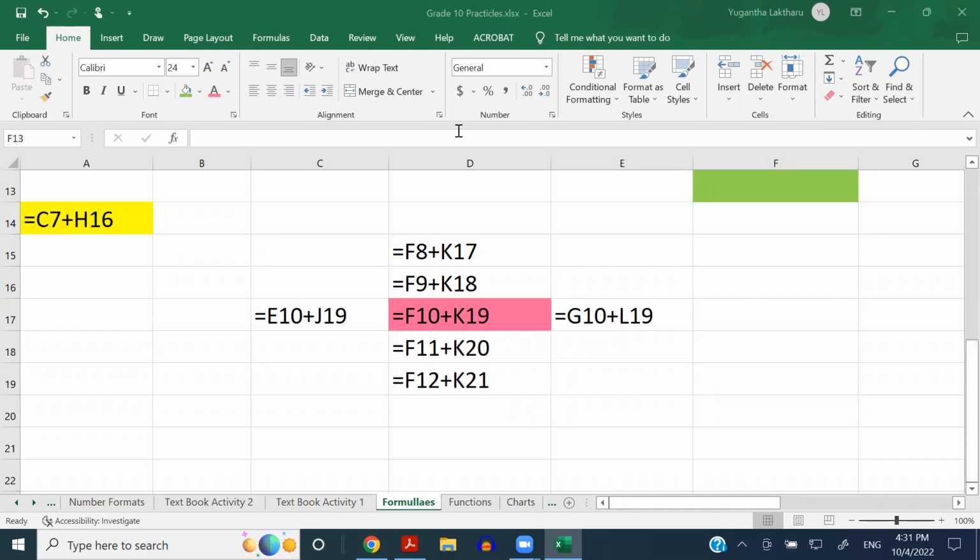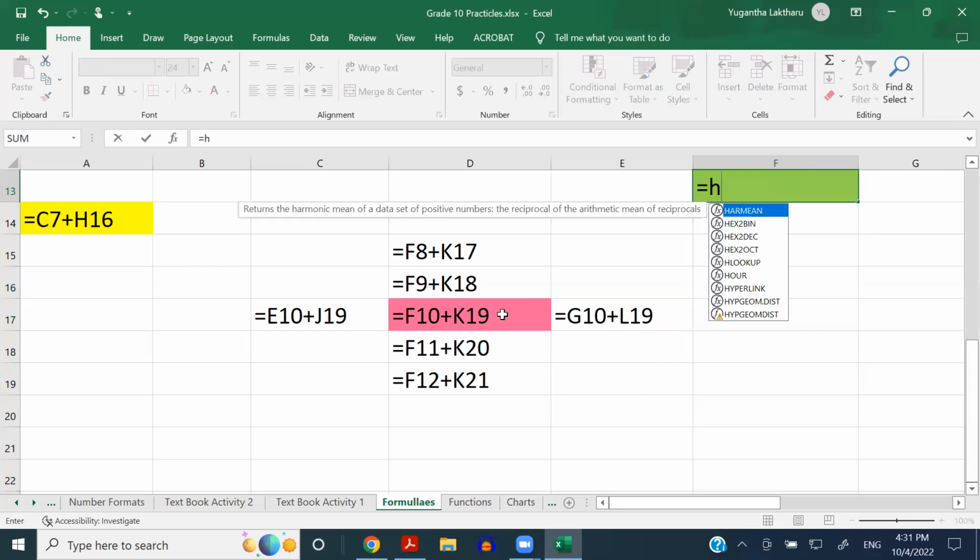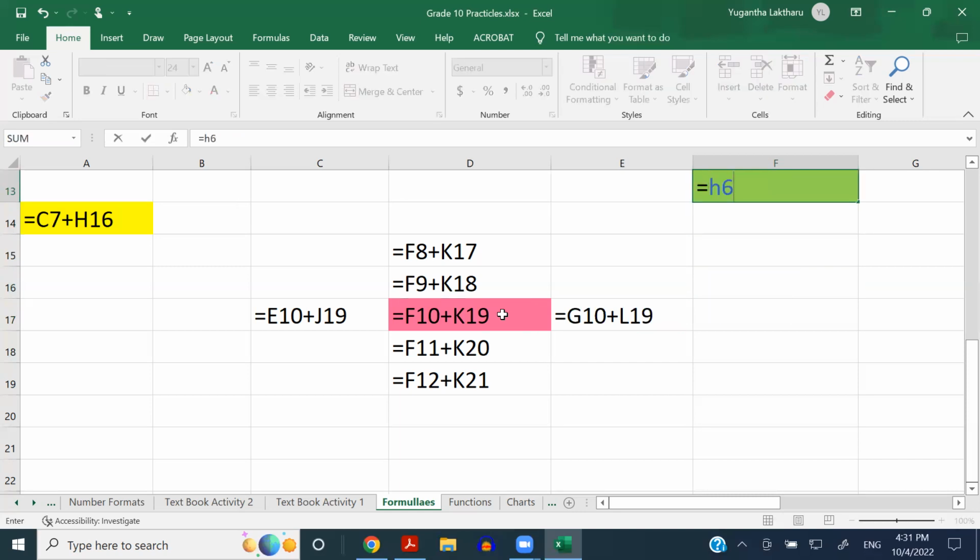So what's happening here? Let's see. F10, what's happened to the F10? It will become G10, H10 when it comes here. And that H10 moves 4 cells upward. So H10, H9, H8, H7, H6. So it will become H6. F10 will become H6.